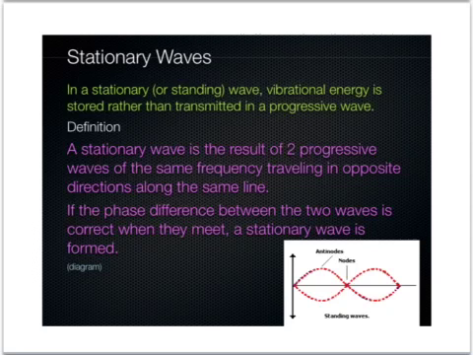So these two waves will add together, like I just showed you, and form a bigger or smaller wave depending on their phase difference. If the phase difference between the two waves is correct when they meet, a nice clear stationary wave is formed, like in this diagram here. There are two key words to understand: antinodes and nodes.